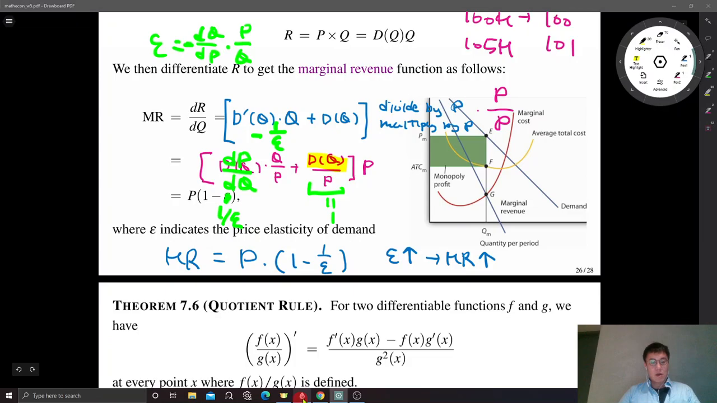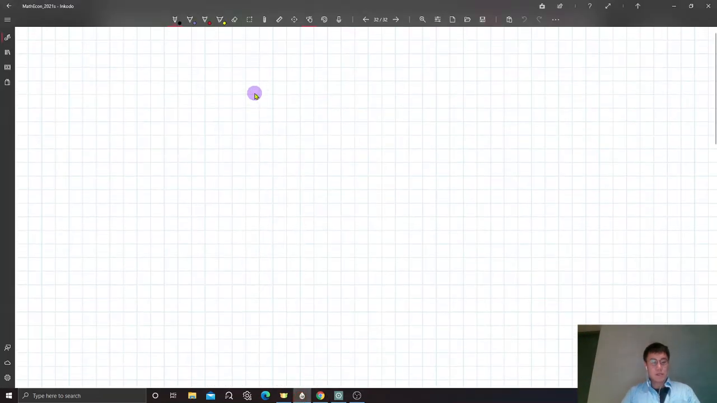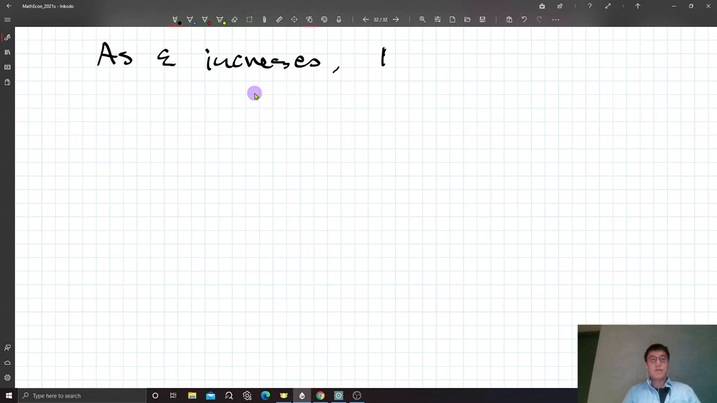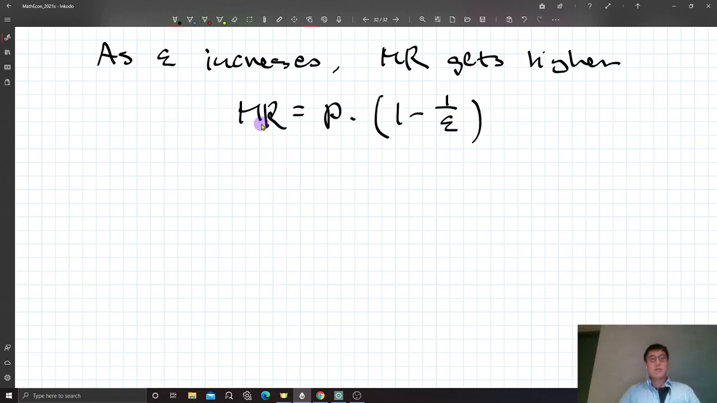Once again, as epsilon increases, marginal revenue gets higher. So what is the economic intuition behind this result? Once again, marginal revenue equals price times 1 minus 1 over epsilon. So marginal revenue and epsilon move in the same direction. Why is that true?